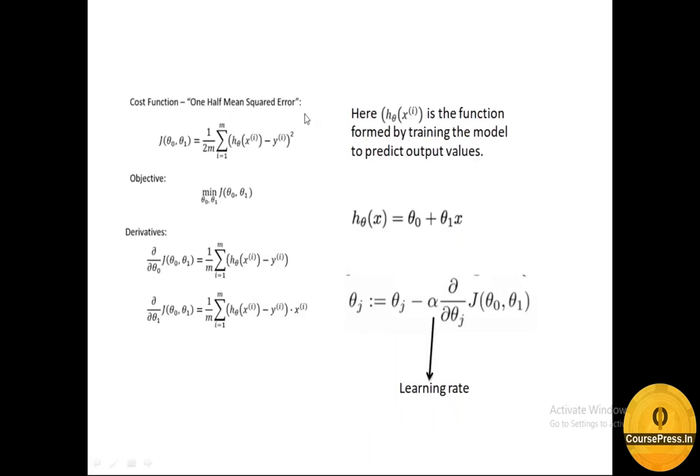So we have 1/2 mean squared error. Now why do we half it? Because when I find the first derivative, the 2 will come out here and the 2 and 2 cancel. So there is not much significance of this 2. It can be avoided as well.